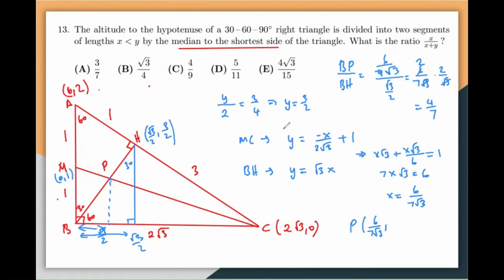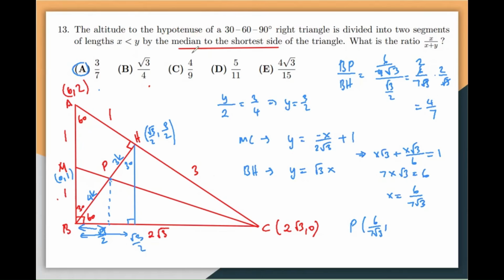But let's not answer the question immediately. So 4 over 7 is BP divided by BH, which means if I call this 4K, that should be 3K. And then we are looking for x, the smallest one, which is 3K. So x is the numerator, that's 3, divided by the sum of these, which is 7. So that is choice A.